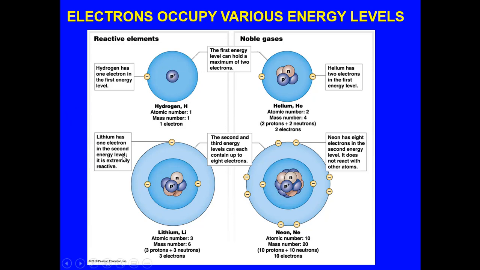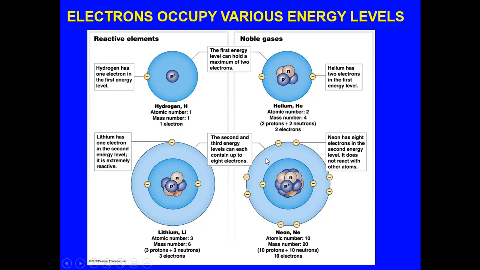Now, with the next element up, we get into the next energy level. This energy level can have a maximum occupancy of 8 electrons. With lithium, it only has 3 protons, so you're going to have 1, 2, and the third one will be in the next energy level. You can create compounds by adding, taking away, or sharing electrons, and as a result, you can form compounds with lithium: lithium chloride, lithium oxide, etc.